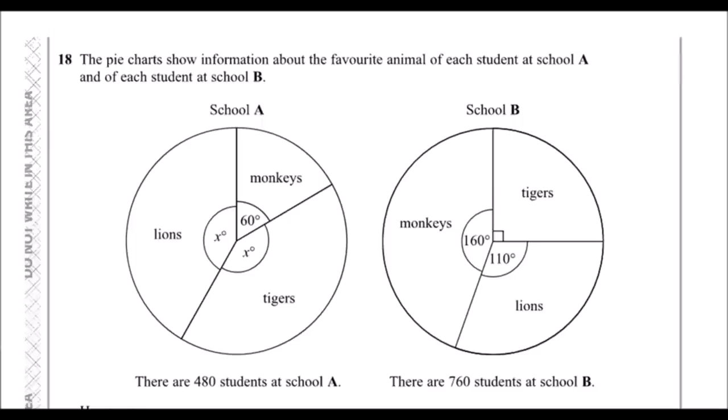Question 18. The pie charts show information about the favorite animal of each student at school A and of each student at school B. So we've got two pie charts here. We've got missing angles in the school A pie chart, but we can work out what they are because we know all the angles around a point have to add up to 360 degrees. So we've got 360 in total. Take away the 60 for the monkeys, which leaves us 300 degrees for the lions and tigers. And they're both the same angle, they're both x. So they must both be half of 300, which is 150 degrees. So 150 degrees for lions and 150 degrees for tigers.